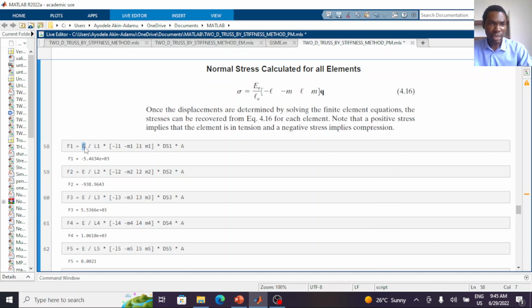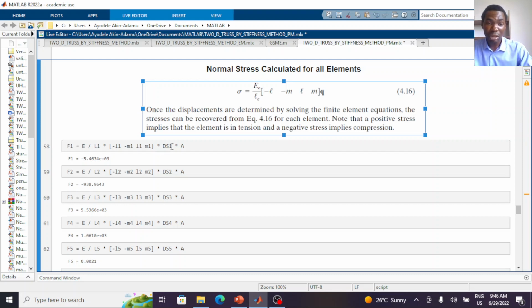So you can see E is the Young modulus, L1 is the length of element 1, which I already defined. This small letter L1 is our cosine angle for element 1, M1 is our sine angle for element 1, which is already computed, so you just need to enter them here in the bracket as specified in this equation, multiplied by Q. This Q here is a 4x1 local displacement vector for the element.